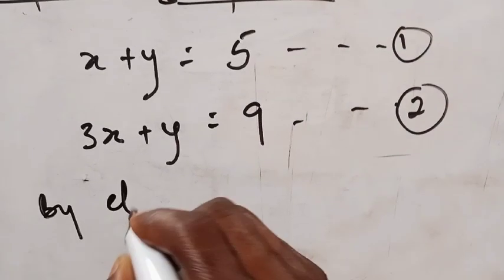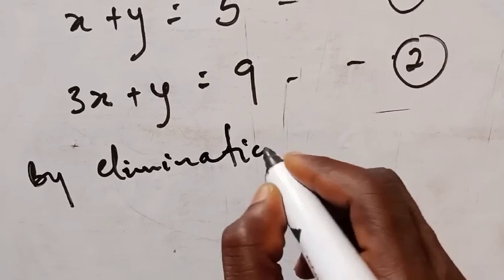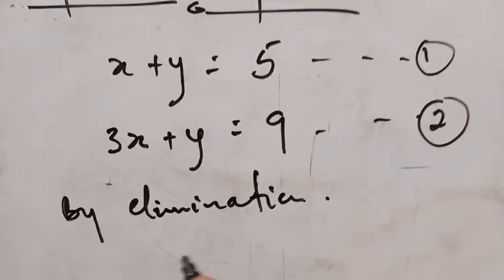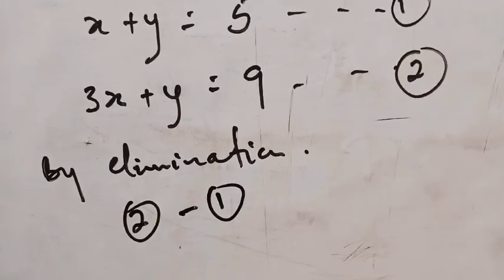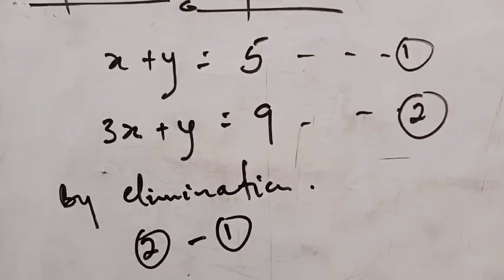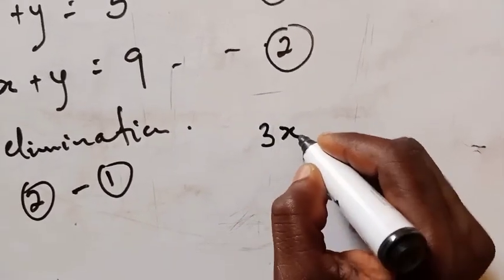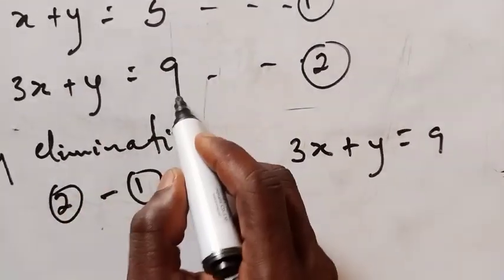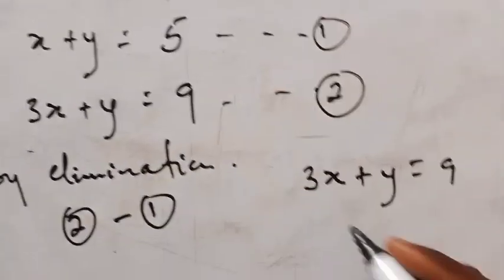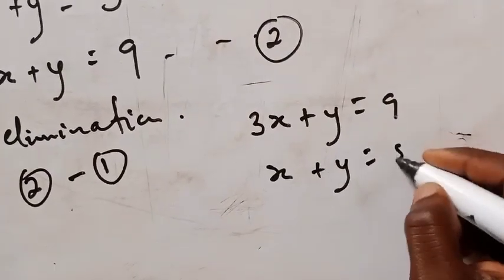By elimination, we can say equation 2 minus equation 1. So we are going to subtract these two. What are we going to get? Let's do the subtraction here. 3x plus y is equal to 9, and then, remember I said 2 minus 1, that is x plus y, equal to 5.